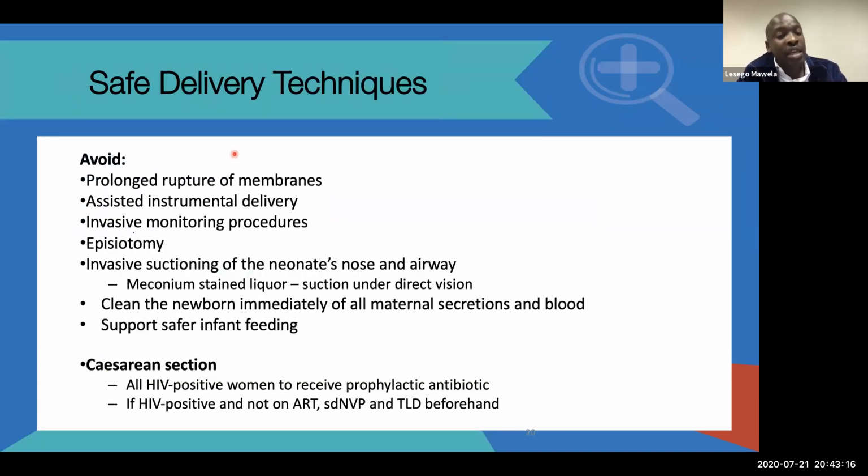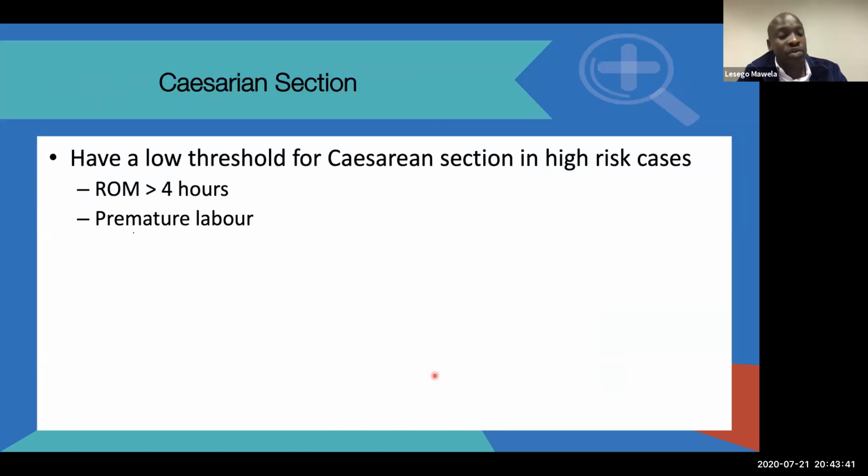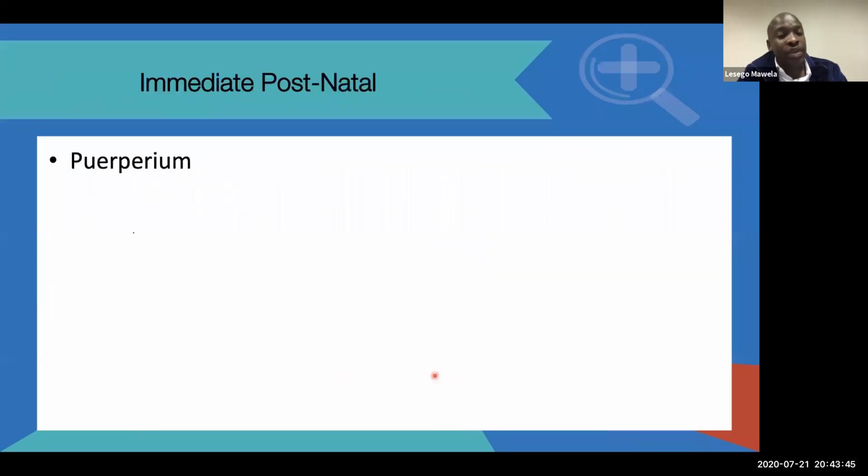So again, in terms of delivery, avoid these traumatic procedures. Cesarean section only if indicated, and if they're going for a Caesar and they are not on ARVs, we still give them single dose nevirapine and TLD before they go, together with prophylactic antibiotics. So those are very key. This is just to remind you to remember to avoid all the unnecessary procedures.